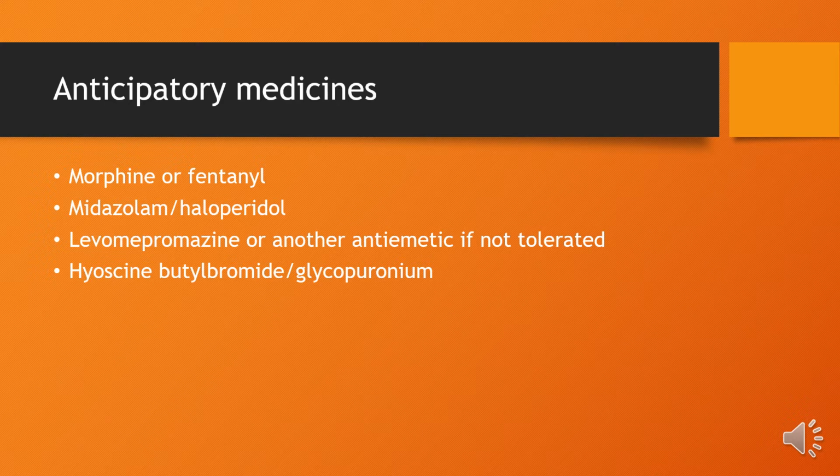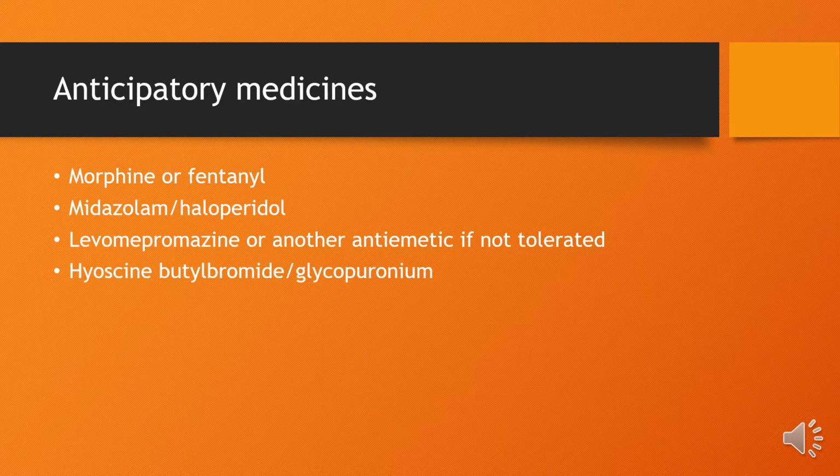Midazolam or haloperidol are the most commonly used drugs for agitation. There are other drugs that can be used. Midazolam is a benzo and haloperidol is an antipsychotic. You can't give haloperidol in Parkinson's disease. This will worsen their Parkinson's disease. So this just highlights how every patient is different, and you need to take into consideration the patient that you're treating. But this is just an overview of what's commonly used.